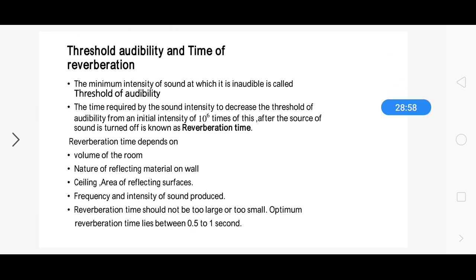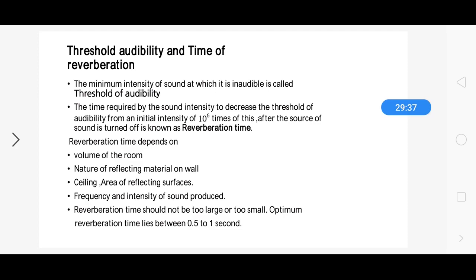Now, threshold audibility and time of reverberation. What is meant by threshold audibility? Threshold audibility is the minimum intensity of sound which is audible. It is not equal to 0. The sound intensity is not equal to 0, but it is the minimum intensity of sound which is audible to the person. That is called threshold audibility.